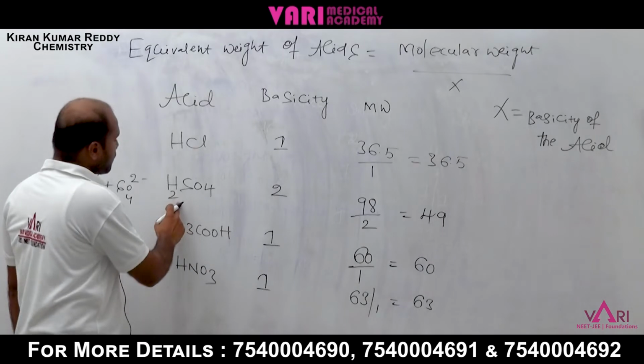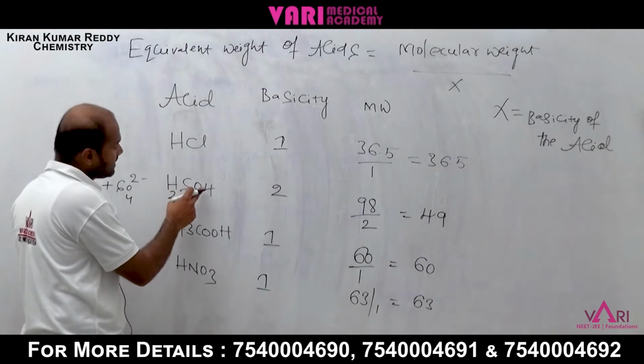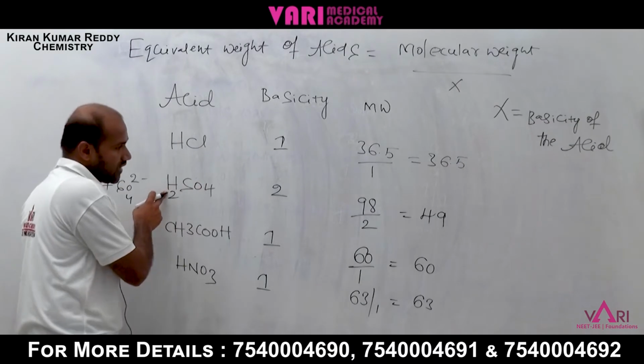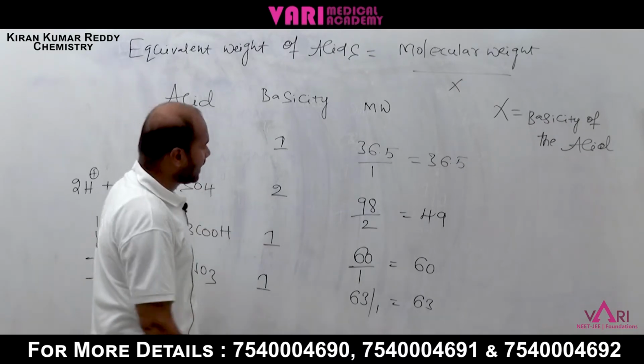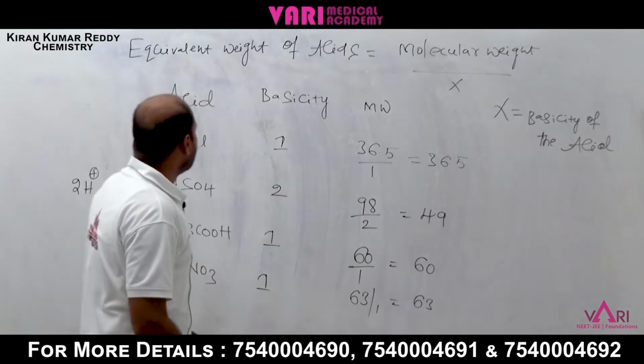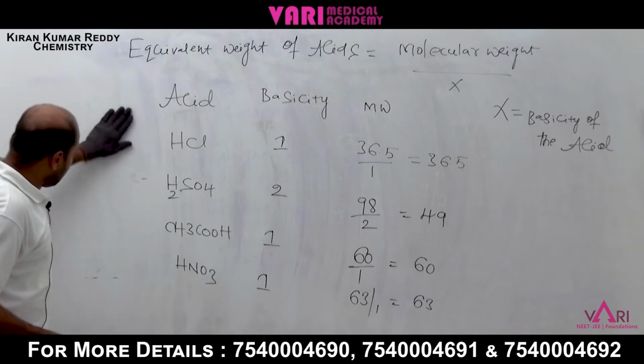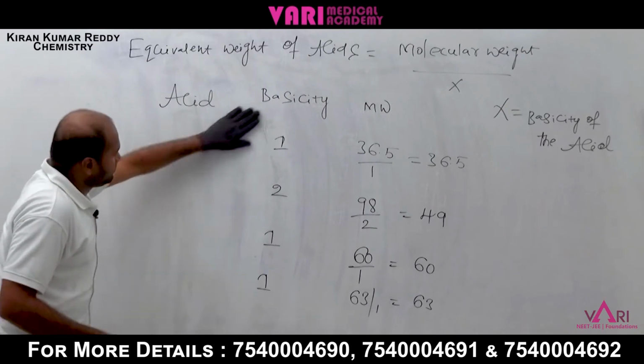That is equal to 36.5. And H2SO4 I am taking. Sulfur atomic mass is 32. Oxygen is 16. Hydrogen is 1. After calculating, molecular mass 98 by 2, that is equal to 49. These are the acids for which we can take equivalent weights.